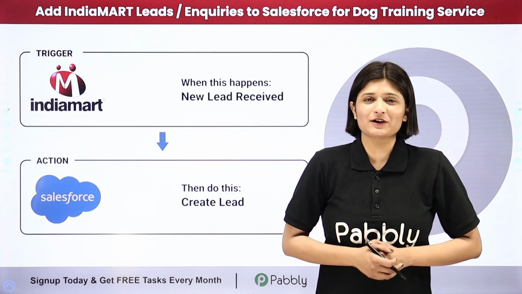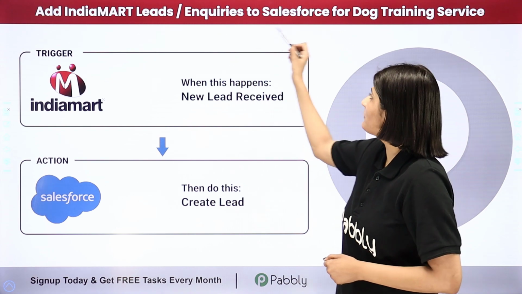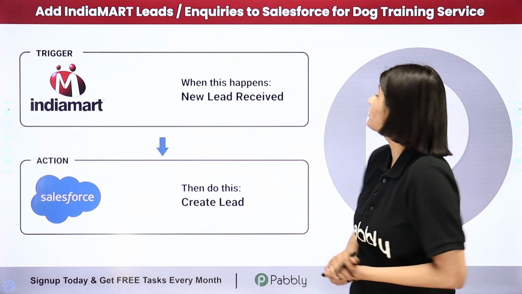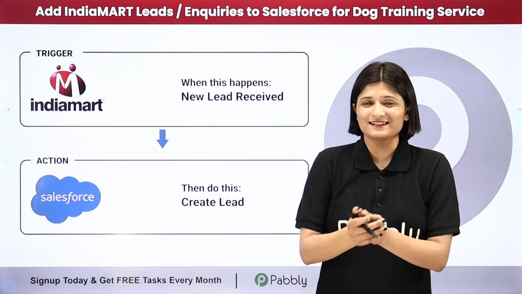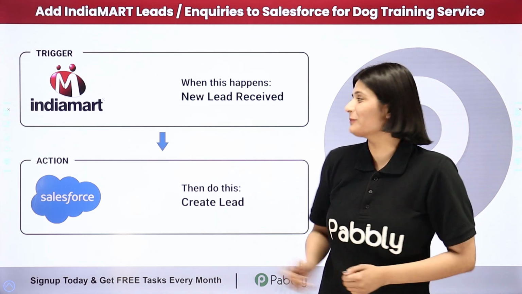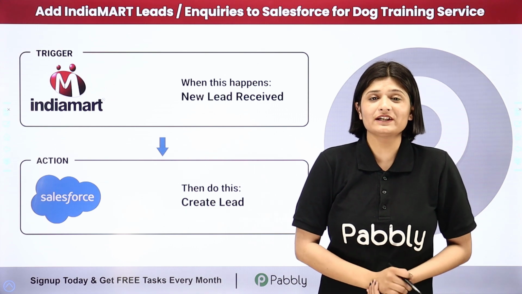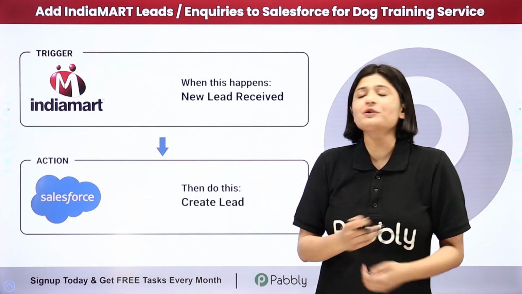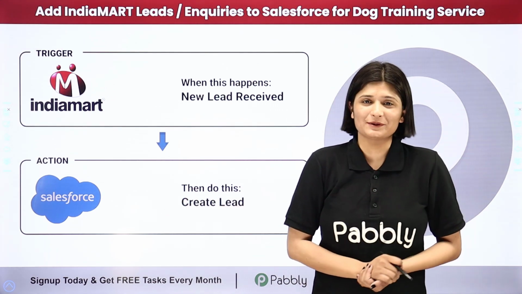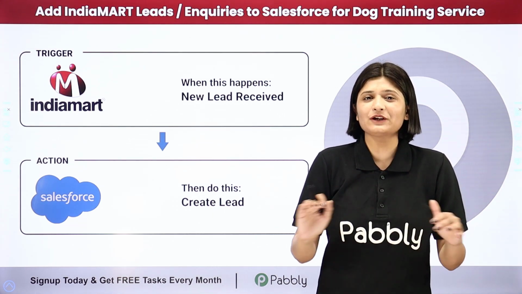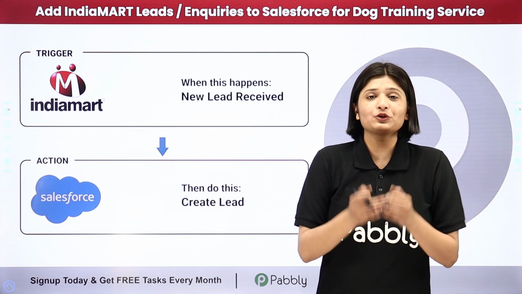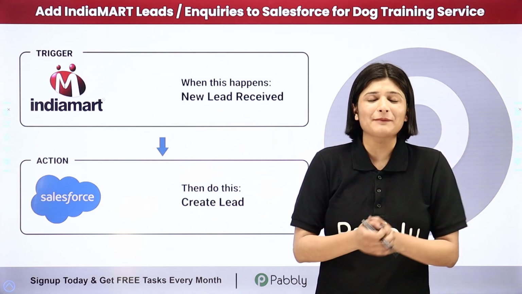In this video, we are going to learn how to add IndiaMART leads and inquiries to Salesforce for dog training service. So let's suppose I am the owner of a dog training service business and I am receiving many leads on my IndiaMART. Now I want that whenever I receive a new lead, it should be automatically added to my Salesforce account. Now doing this manually will be a very time consuming task, so I am completely going to automate this process, and to do this automation I am going to use Pabbly Connect.